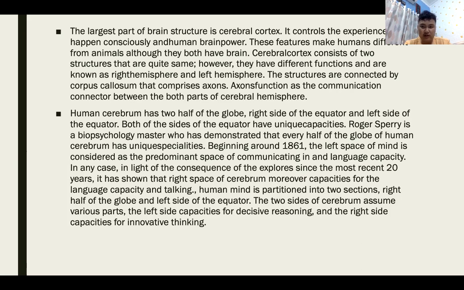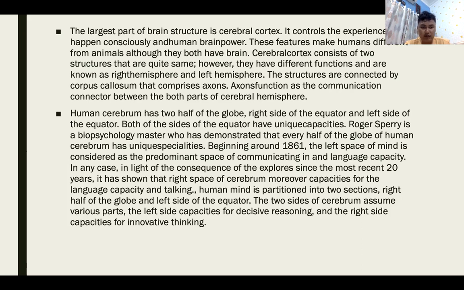The structures are connected by the corpus callosum and the compressed axons. Axons function as the communication connector between both parts of the cerebral hemisphere. The human cerebrum has two halves of the globe, the right side of the equator and the left side of the equator. Both sides of the equator have unique capacities.